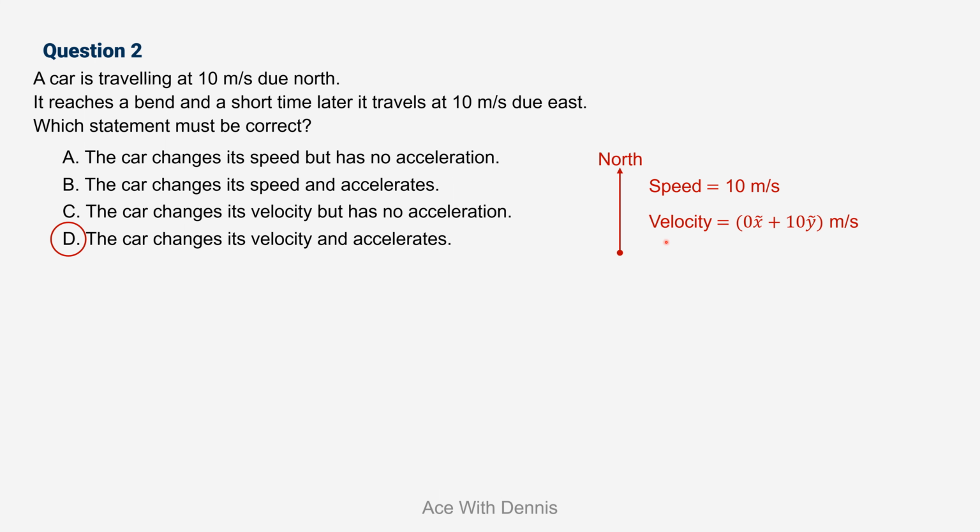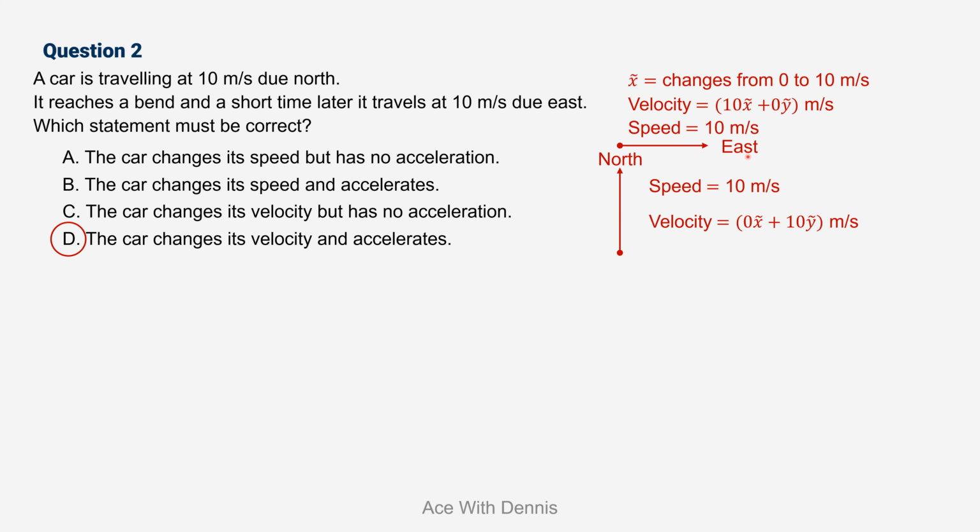And we can also represent it in velocity, which is a vector. So we can represent it in vector form. You can write it as 0 x direction plus 10 y direction meters per second, because it travels to the north. So this will be the y direction. Next, it travels due east. The speed is 10 meters per second. But for velocity, we can write it as 10x plus 0y meters per second, because now the direction is to the east. So to the right, we treat as the positive x. Then it becomes 10x plus 0y meters per second.